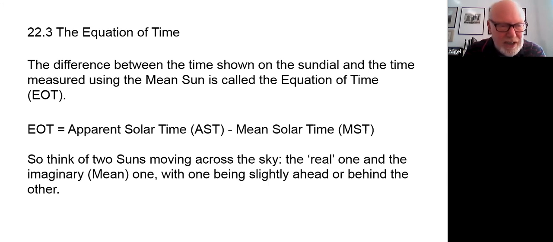So what we've got to do is to think of two suns in the sky. Whenever you see the sun in the sky through sunglasses, or when it's setting, think that's the real sun. There's also another one that's slightly in front or slightly behind. But you can't see it because it's not really there. But it's really, really useful in astronomical timekeeping. So we've got the real sun that gives us shadows, and we've got the imaginary or mean sun, which is a few degrees ahead or behind the real one.